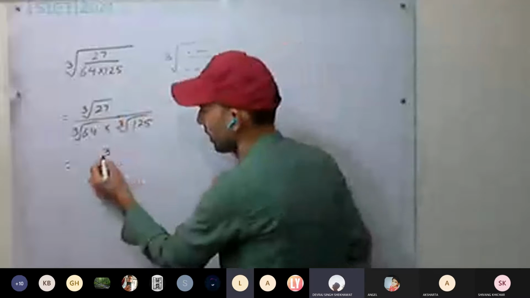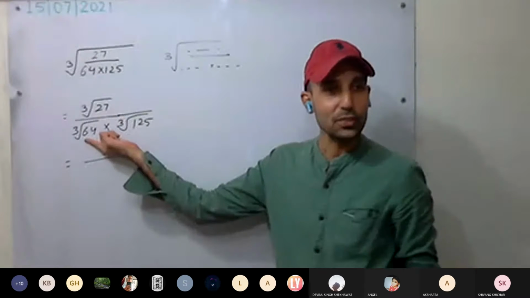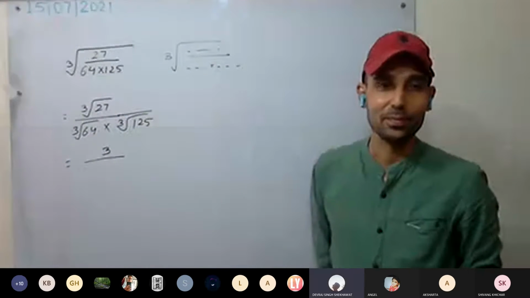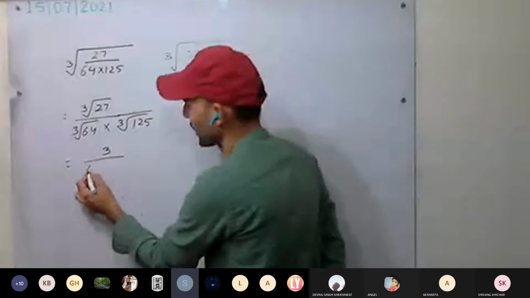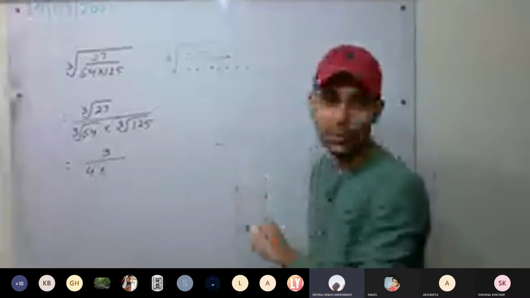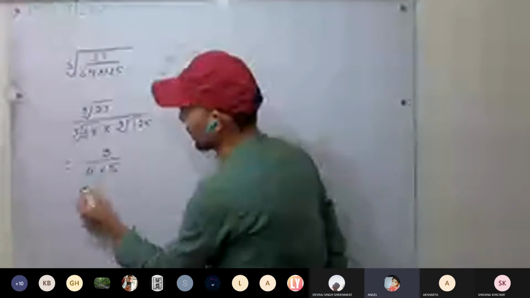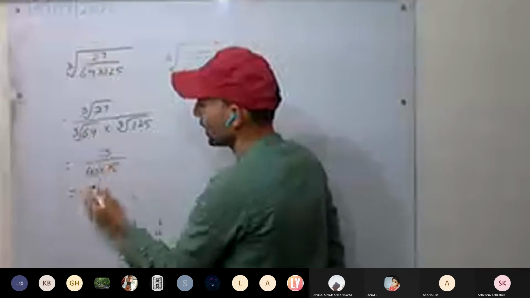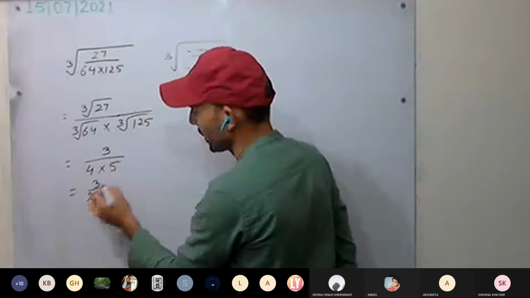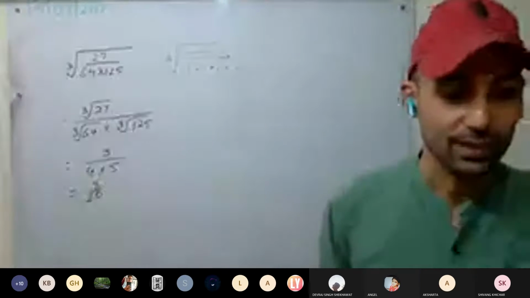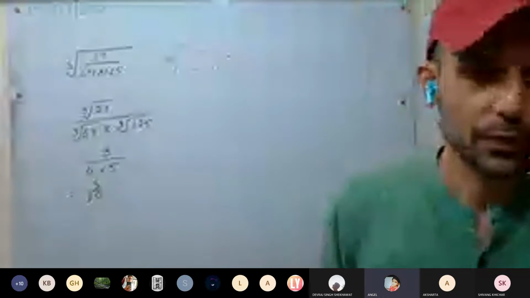What is the cube root of 64? 4. What is the cube root of 125? 5. Then 3 upon 20.